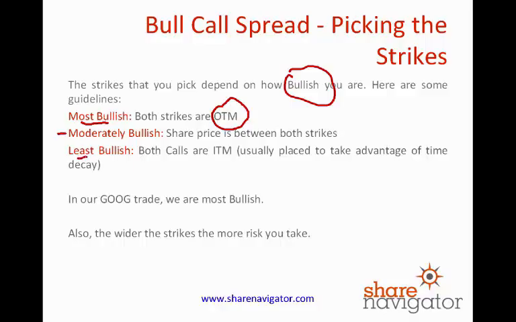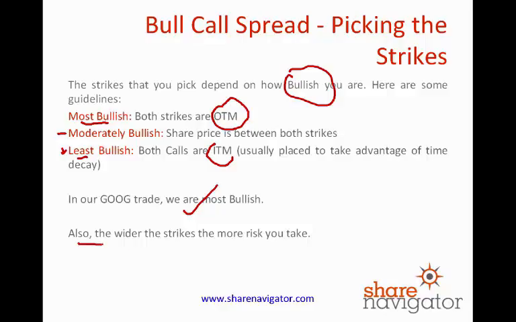If you're least bullish, then in that situation you would buy both calls which are in the money. Now, we wouldn't recommend doing that. You're better off using a bull put spread in that scenario. But if you want to go ahead and do it, you make sure both calls are in the money. We did this in a Google trade and we were very bullish on it, and you can see that in some of our trade alerts.